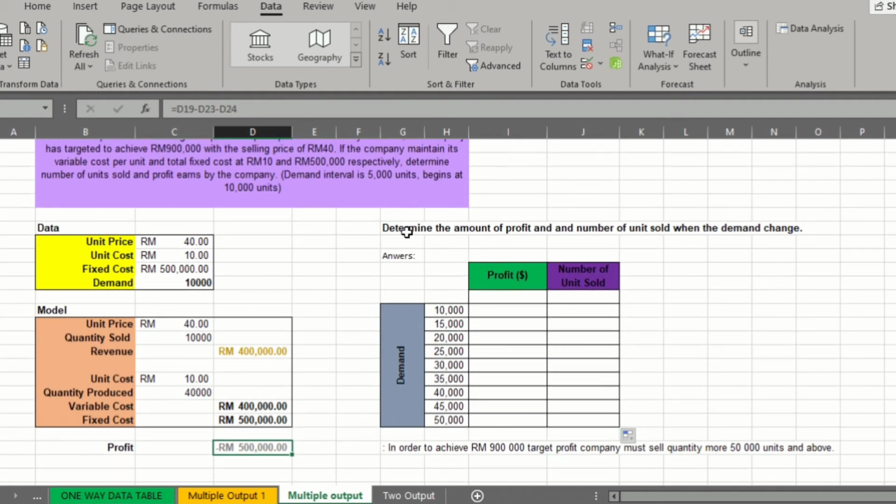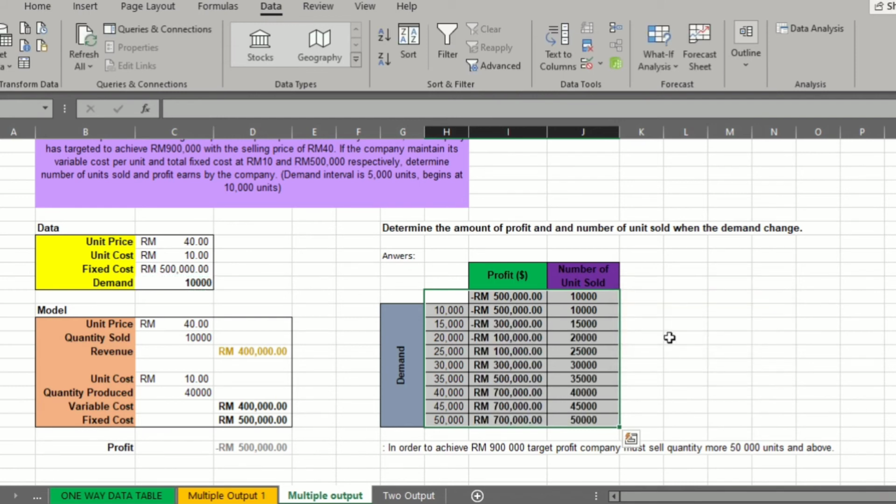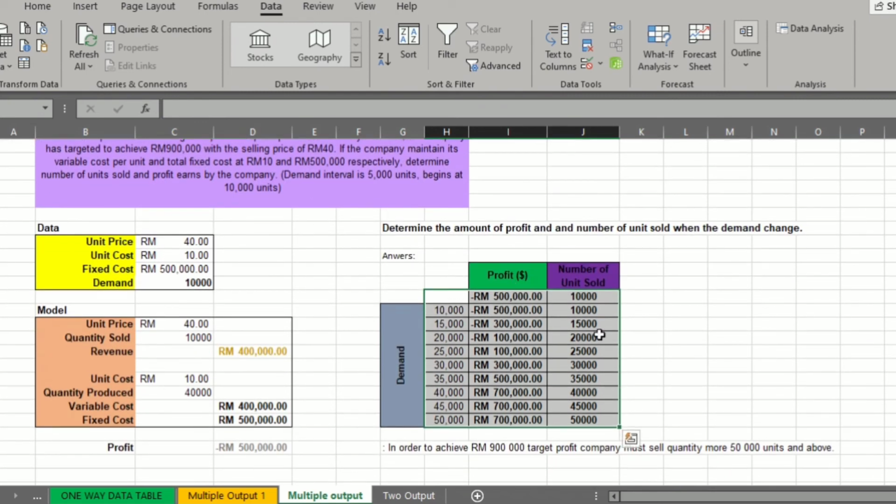In order to determine the amount of profit and number of units sold when the demand changes, you can use the What-If Analysis data table. So set the profit amount and number of units sold at the demand of 10,000. Click Data, What-If Analysis, Data Table, and the column input cell is demand, C14. In order to achieve 900,000 of profit, the company must sell more than 50,000 units and above.